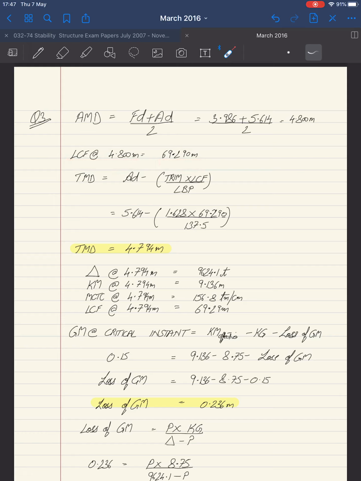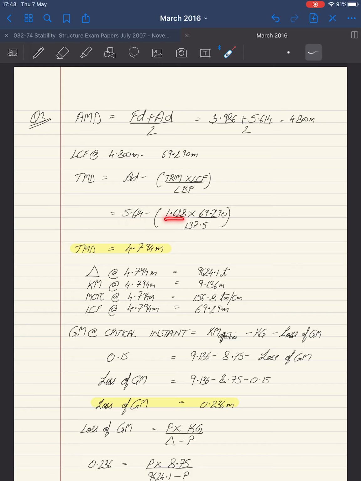Now with the LCF, we'll find the true mean draft of the vessel, which in turn will help us to find the remaining values from the hydrostatic data in order to proceed with our question. So true mean draft is equal to aft draft minus trim multiplied by LCF divided by LBP. The aft draft was given in the question, which is 5.614 meters.